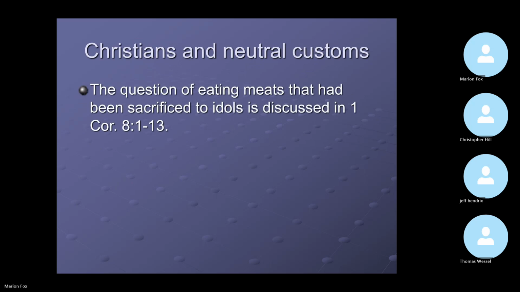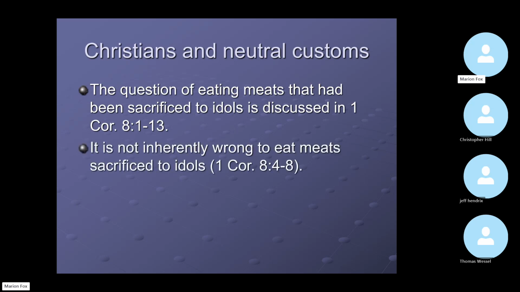Now then, the question of eating meats that have been sacrificed to idols is discussed in 1 Corinthians 8, 1 through 13. I've had a little problem here. I'll be coughing a little bit. I'm sorry. It's not inherently wrong to eat meat sacrificed to idols. We see this from 1 Corinthians 8, 4 through 8.